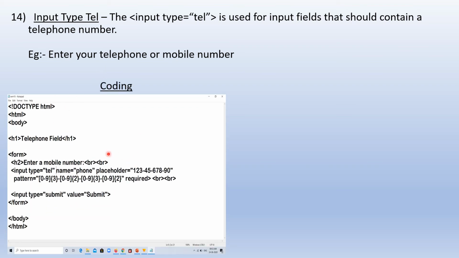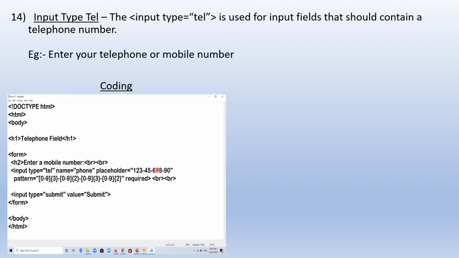So this is the coding for entering the mobile number. Now here, by seeing the coding, it looks somewhat tricky. So let us see what it is. Input type tel, name, phone, placeholder is equal to 123-45-678-90. Now what is this actually?